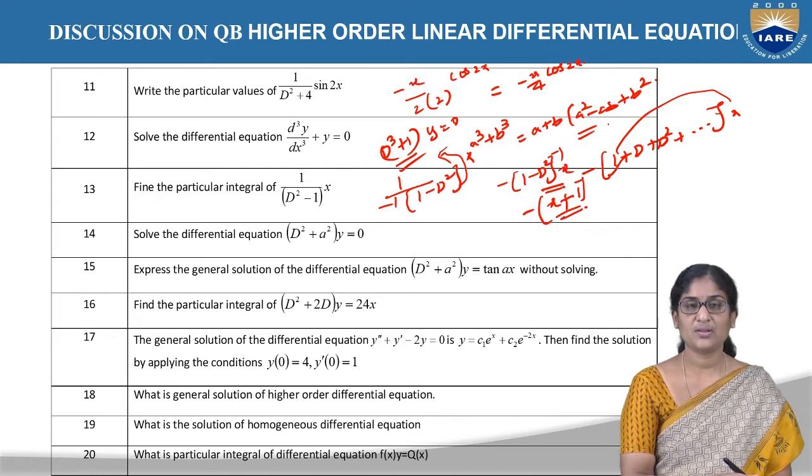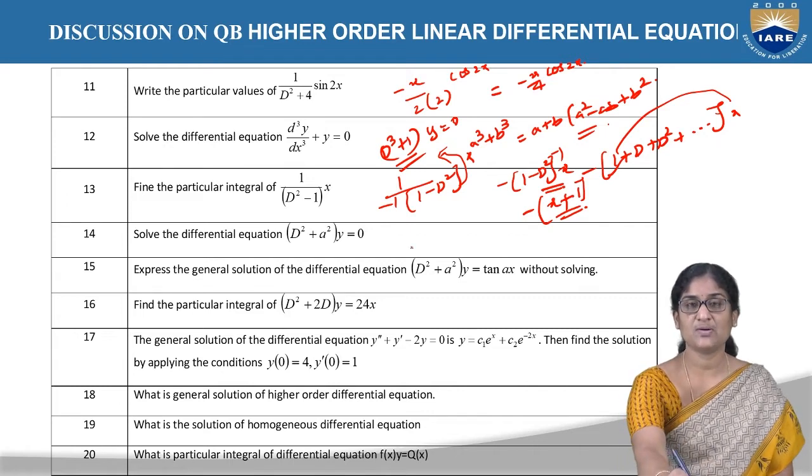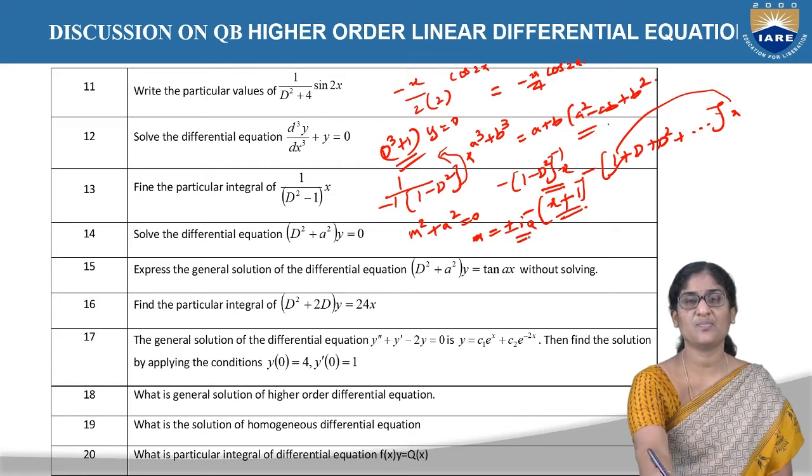Next, the 14th question. Solve the differential equation (d square plus a square) into y is equal to 0. The auxiliary equation is given by f of m is equal to 0. So m square plus a square is equal to 0, or m is equal to plus or minus ia, because we are going to get complex roots.